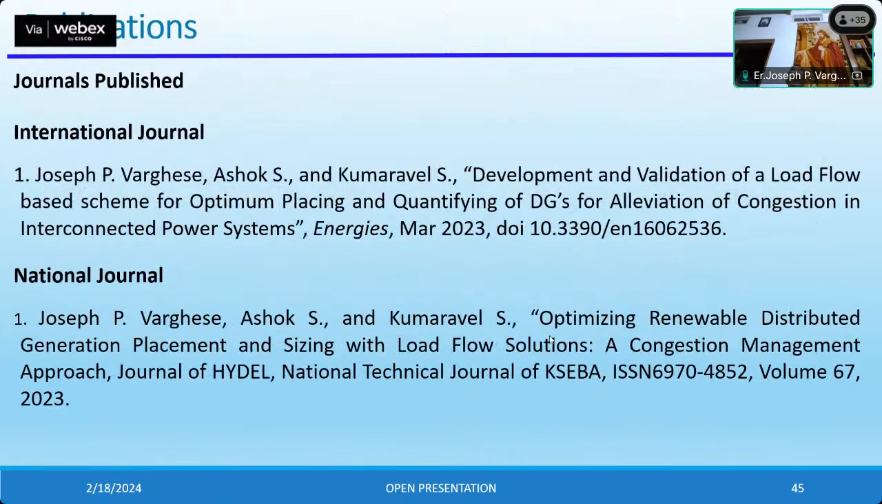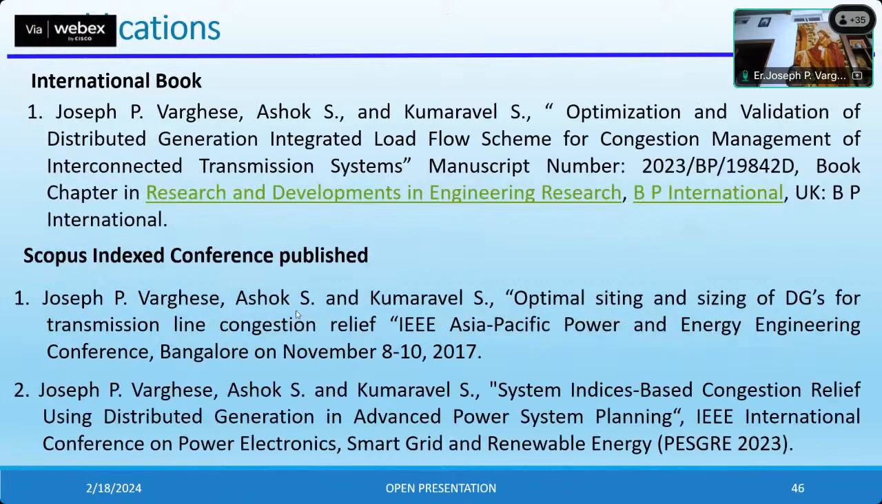We have published the following journals and conferences. That is an international journal, where Dr. Ashok and Dr. Kumbaral were our guides, on the development and validation of a load flow based scheme for optimum placing. And we have also published in a national journal and also an international book. We have published the optimization of distributed generation integrated load flow scheme for congestion in interconnected transmission system, with this manuscript number and chapter. This is the UK-based book.